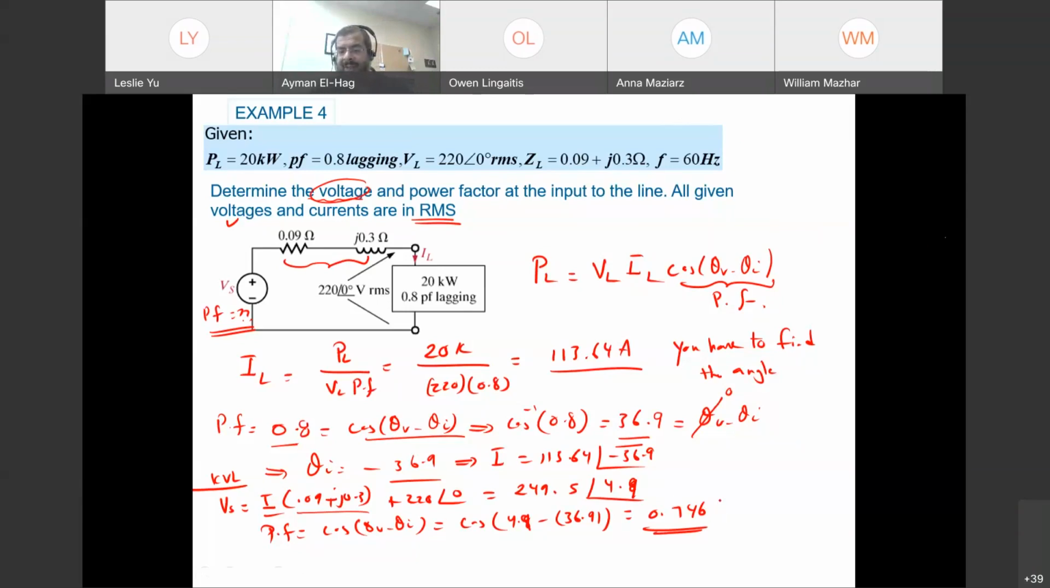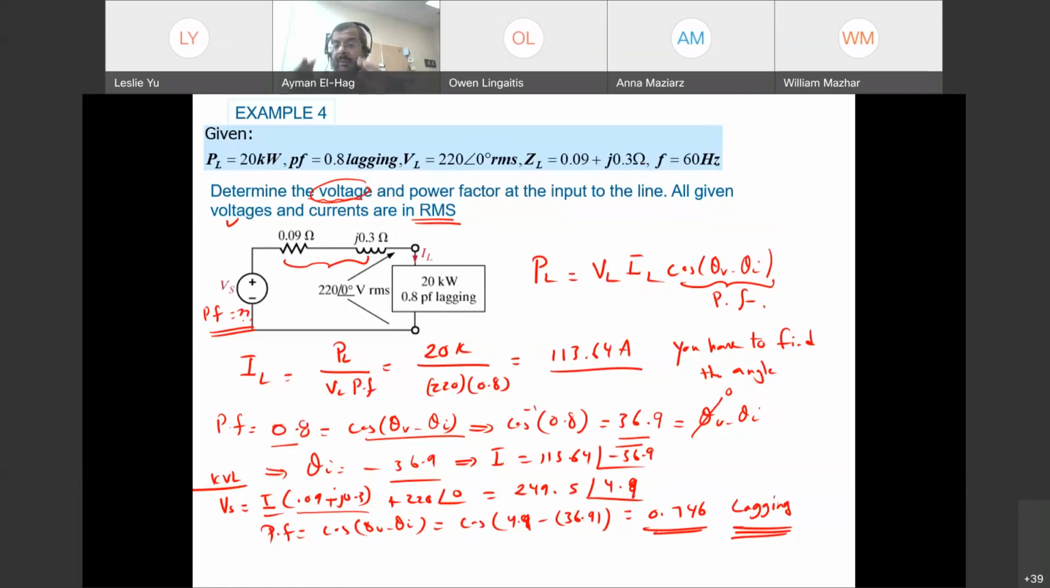You have to write here if it is leading or lagging. Now it's obvious it's lagging. Why is it lagging? Because the voltage has an angle of 4.9, the current has an angle of minus 36.9, so this is lagging. So you have to write this here, otherwise you lose a mark.